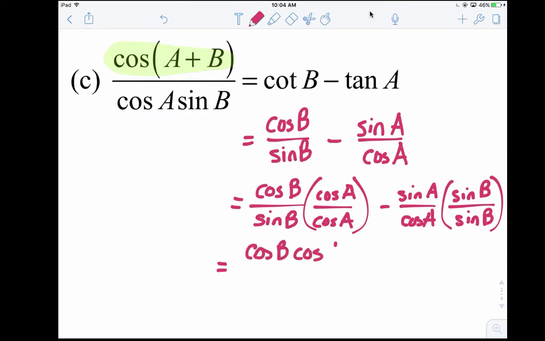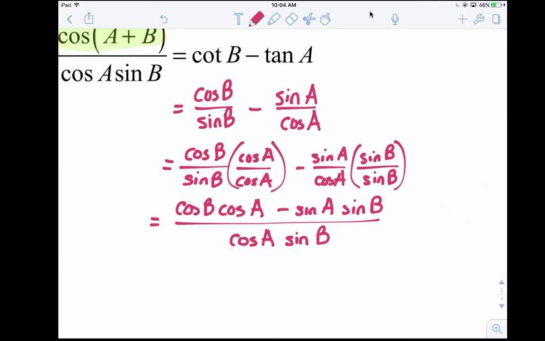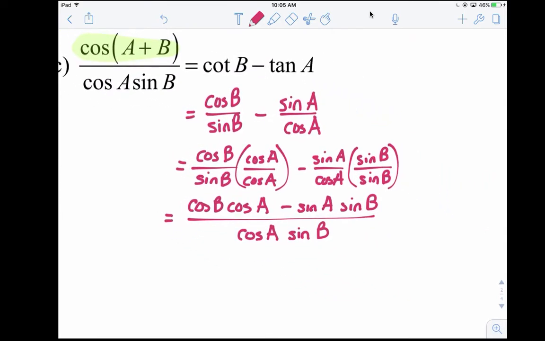Okay, so what happens is that you get cosine of B times cosine of A minus sine of A sine of B over cosine of A sine of B. Alright, so now you have one term, which is good, and if you notice, your denominators are the same on the left side and the right side. So now what I have to do is figure out what I can do with the top there.